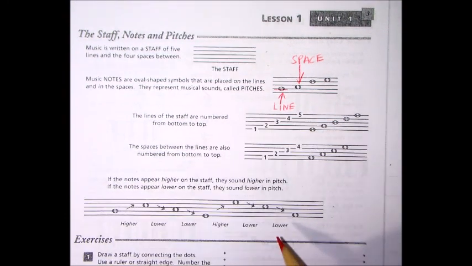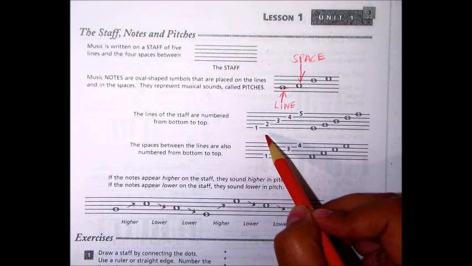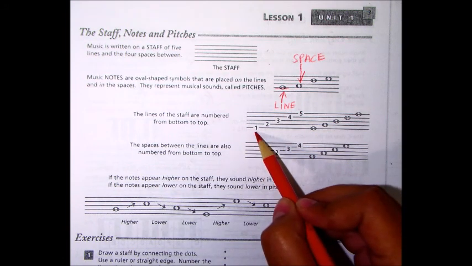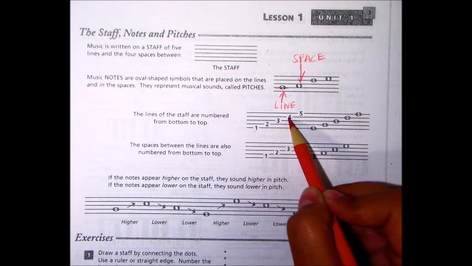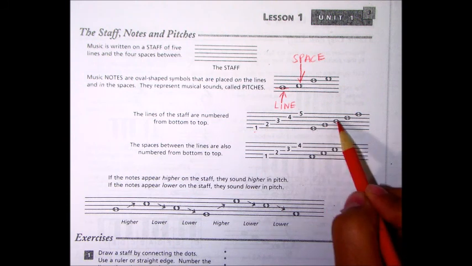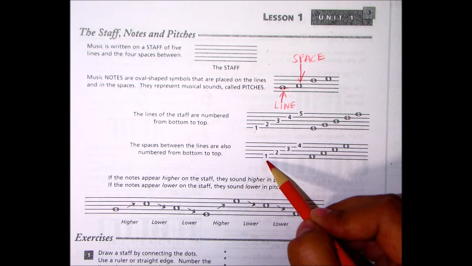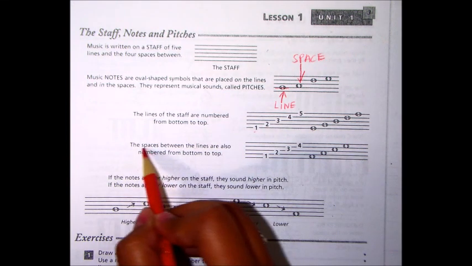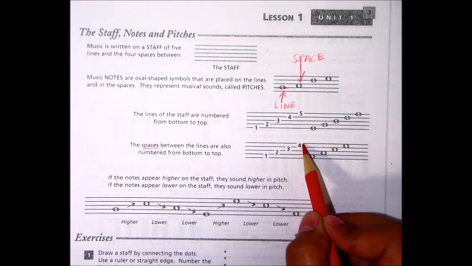So now an easy way or a quick way to help us figure out what the notes are is by knowing how to identify the lines and spaces. So we start counting from the bottom, and that gives us 1, 2, 3, 4, 5 lines, okay? And you can see the notes on those lines, okay? And then same thing for the spaces. We count from the bottom, and that's 1, 2, 3, 4 spaces.